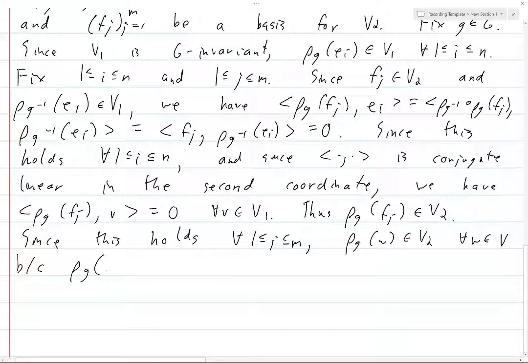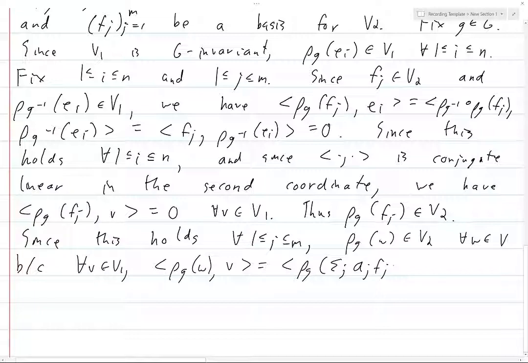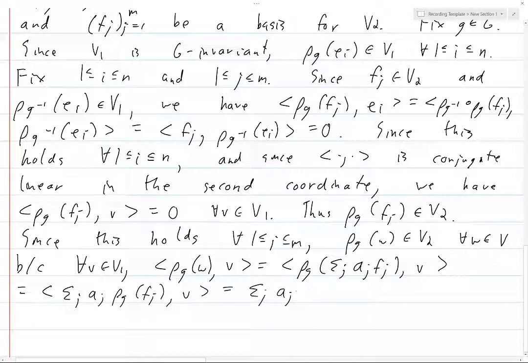For all v in V1, the inner product of rho_g(w) with v is going to be the inner product of rho_g of the sum over j of a_j f_j, with v. And then, since rho_g is linear, this becomes a sum over j of a_j rho_g(f_j), with v. But since this is a Hermitian inner product, it's linear in the first variable. And so this is going to be the sum over j of a_j times the inner product of rho_g(f_j) with v. And then here, this is just a sum of a whole bunch of zeros, and so it's 0.